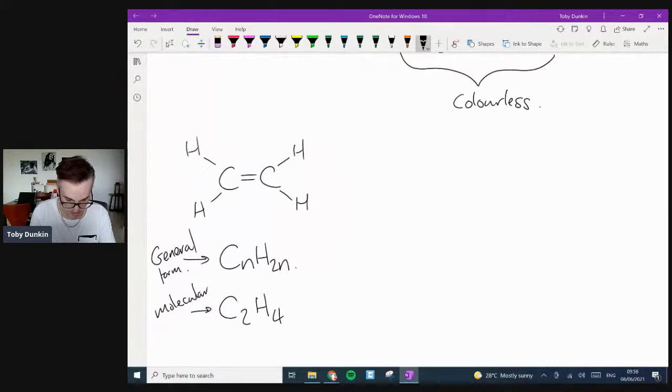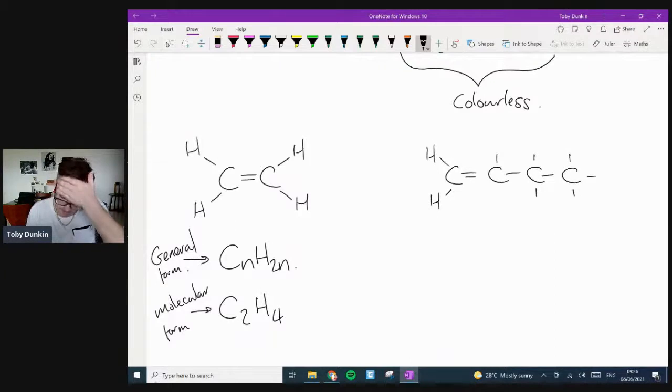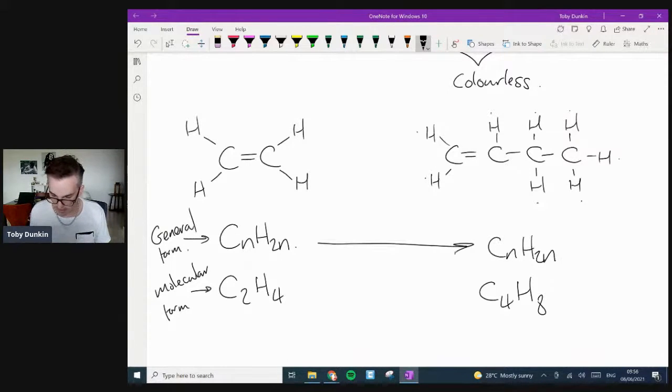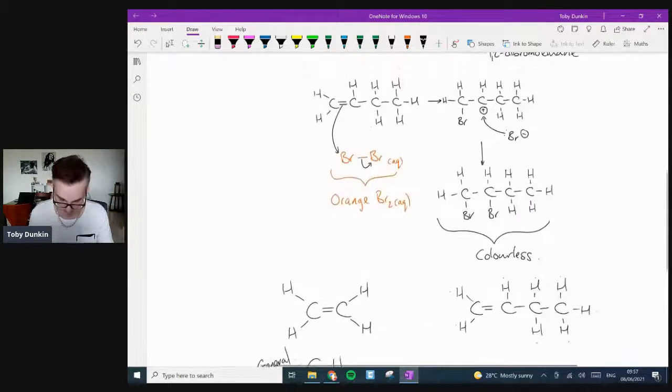I just want to show you the similarity, because if we then do butene, this is just explaining why the general formulas are the same. I still haven't even introduced you to any of the other families yet. So this one is C4H, 1, 2, 3, 4, 5, 6, 7, 8. Oh yeah, look at that. It's CnH2n. It's the same general formula, because the H's are simply double the number of carbons. Super handy. So the same general formula.